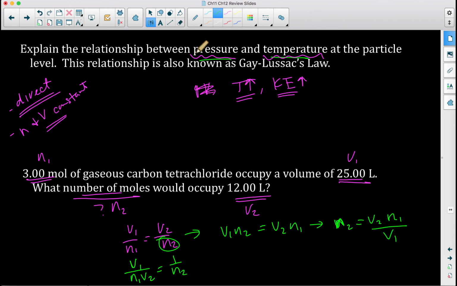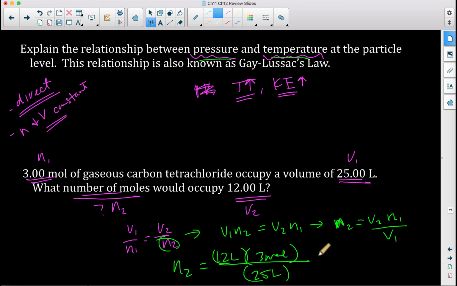So we have our equation. Now we just get to plug in stuff, making sure our units match. N2 is equal to V2, which is 12 liters, times N1, which is 3 moles, over V1, which is 25 liters. And as always, units make sense. If we do our math, we get 0.48 moles as my N2.